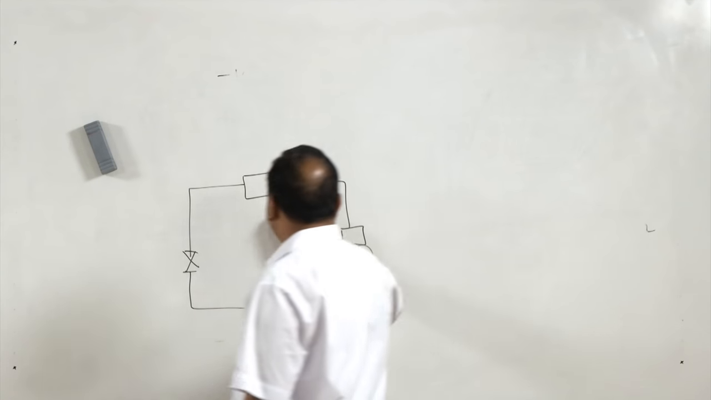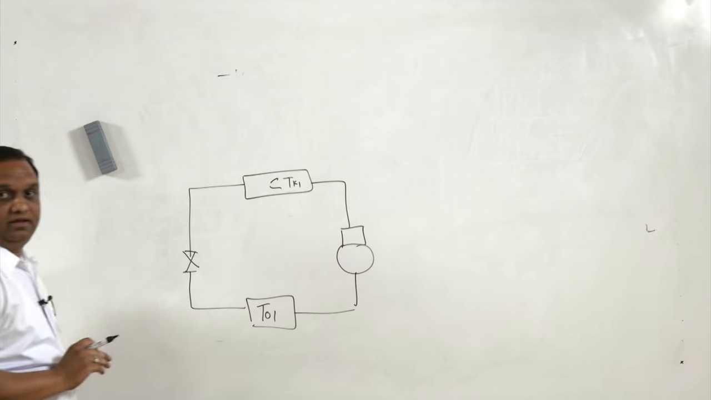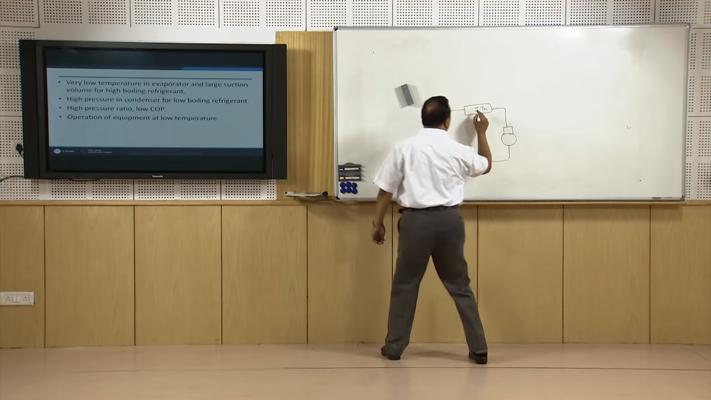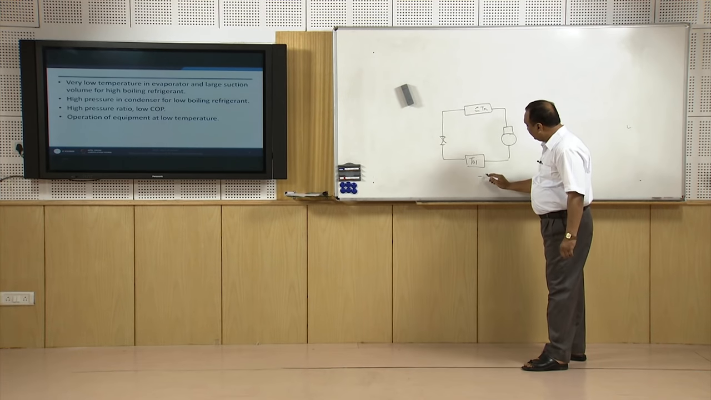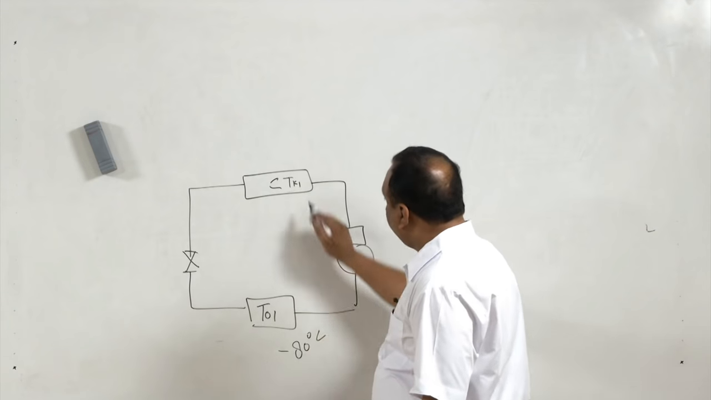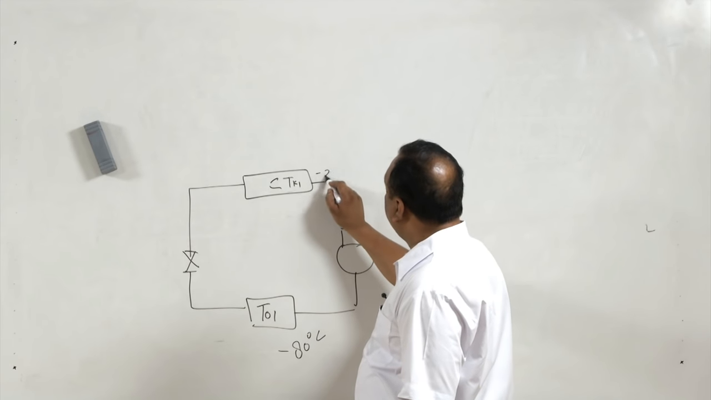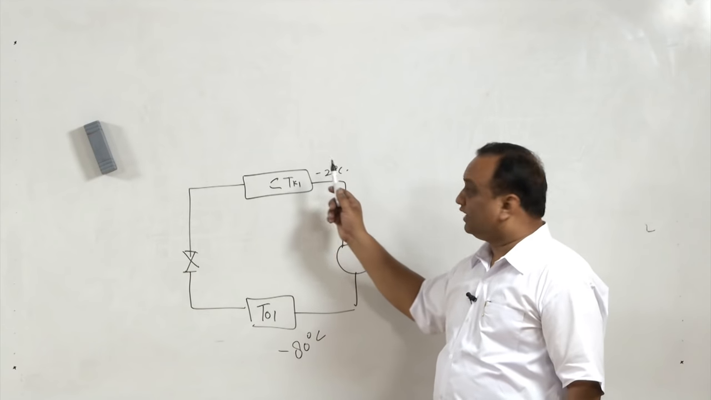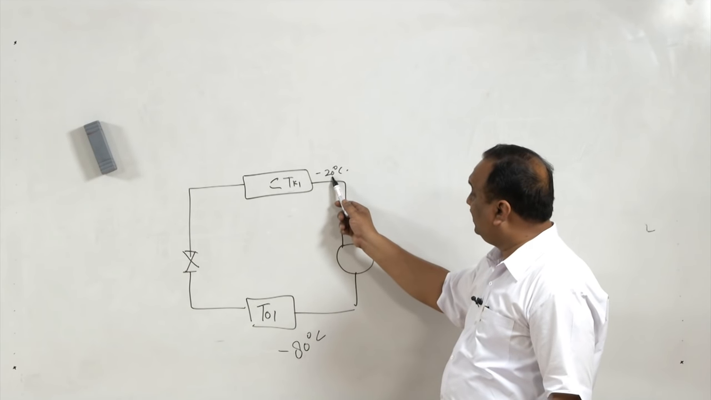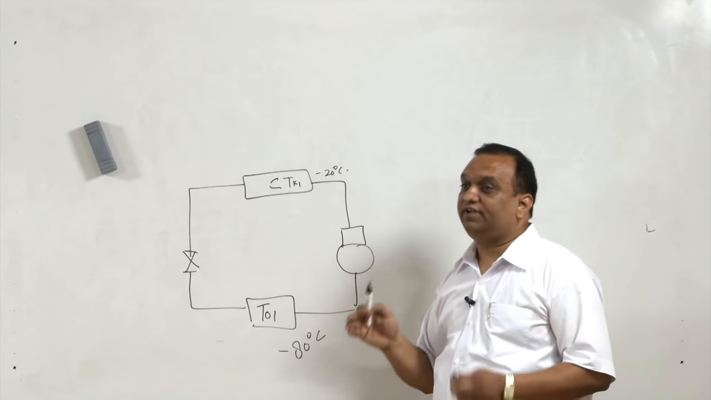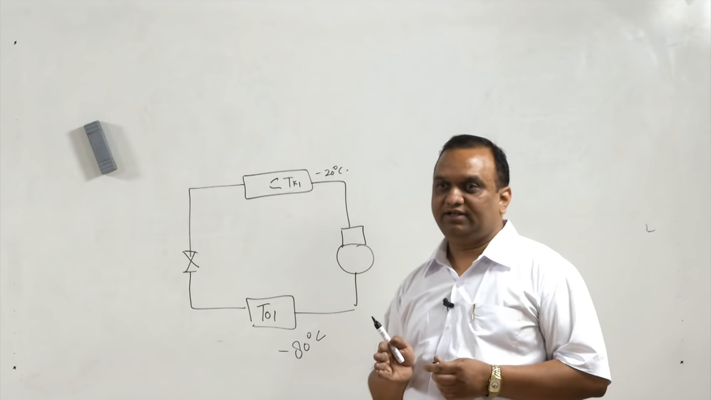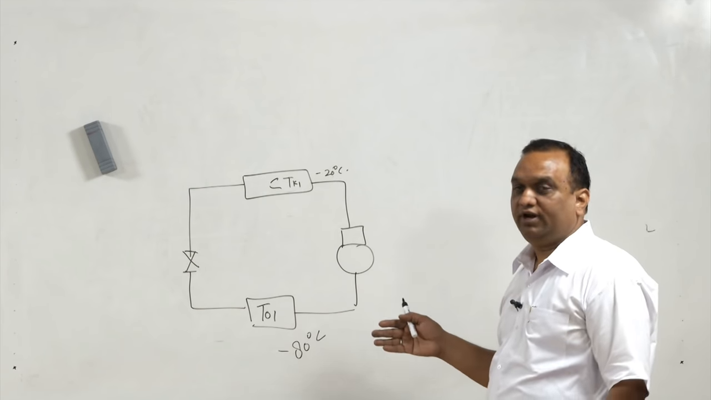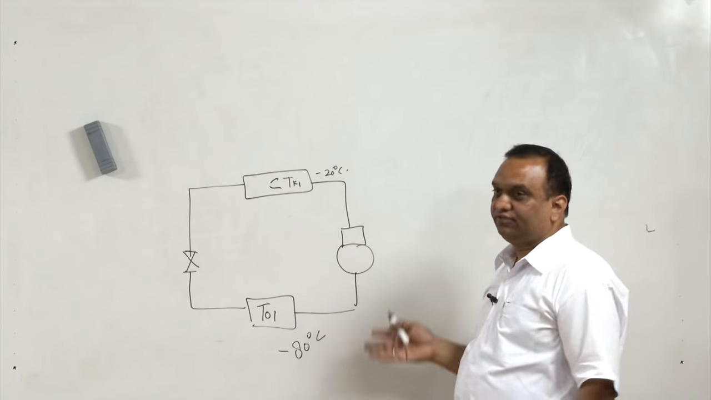Now, this condenser is used to take away heat. How will the condensation take place here? Suppose the temperature here is minus 80 degree centigrade, and the temperature here is minus 20 degree centigrade. For the condensation of vapor at minus 20 degree centigrade, we need a fluid which has a temperature lower than this, right? So, we cannot use air, we cannot use tap water, water cooling is avoided, it is not possible, air cooling is not possible.